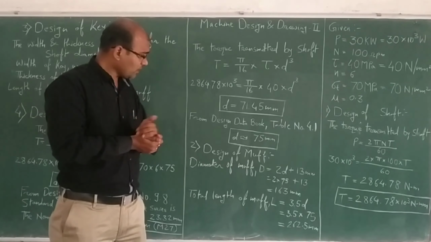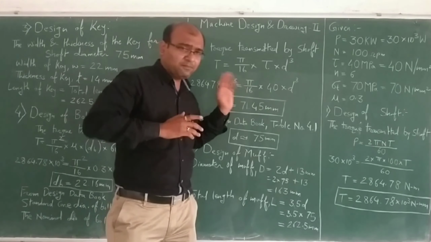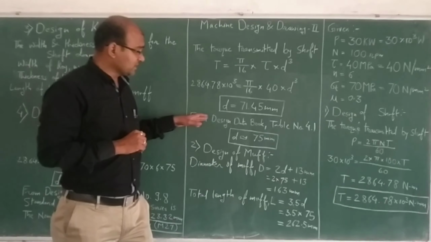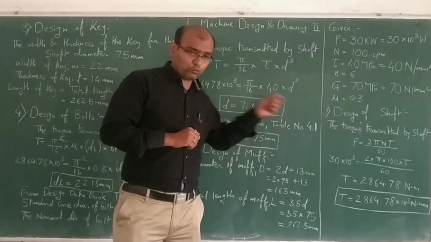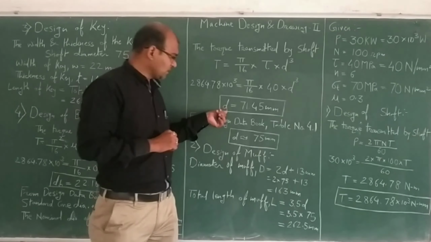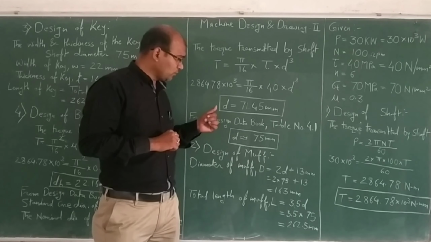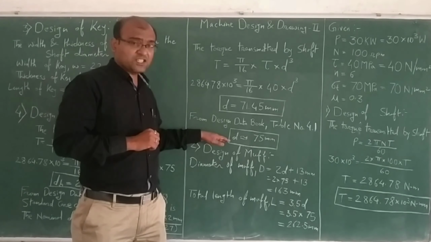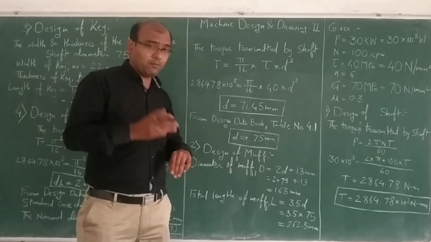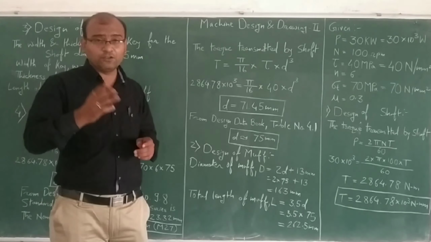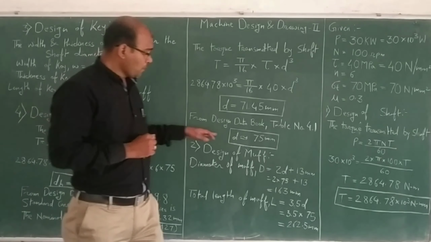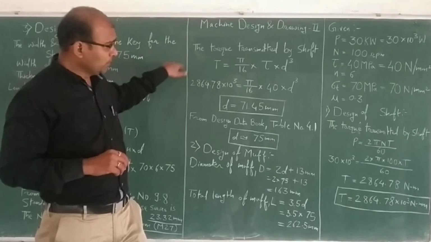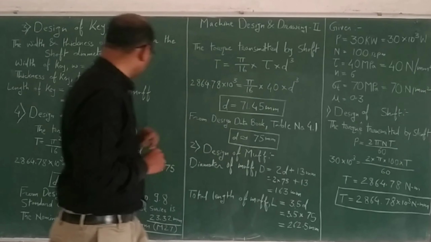After calculating the diameter of shaft, you can check your design data book. From the design data book, table number 4.1, you can check the nearest value of 71. The next nearest value is 75 mm given in your design data book. So d equal to 75 mm. Okay, that's clear. Now the design of shaft is completed.